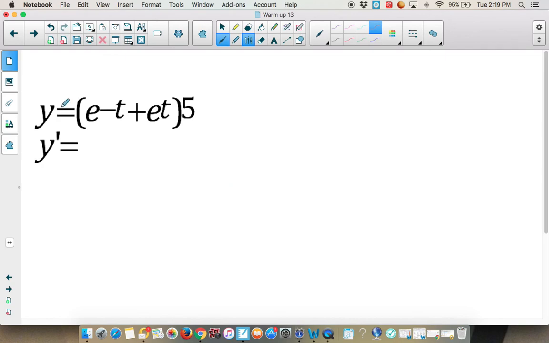All right. This example is going to be the power rule with a chain rule. So this is going to be 5 times e to the negative t plus e to the t, times the derivative of the inside. e to the anything is e to the anything, times the derivative of the inside, so that's going to be a negative out front. And then the derivative of e to the t is just e to the t. And you're done with that.